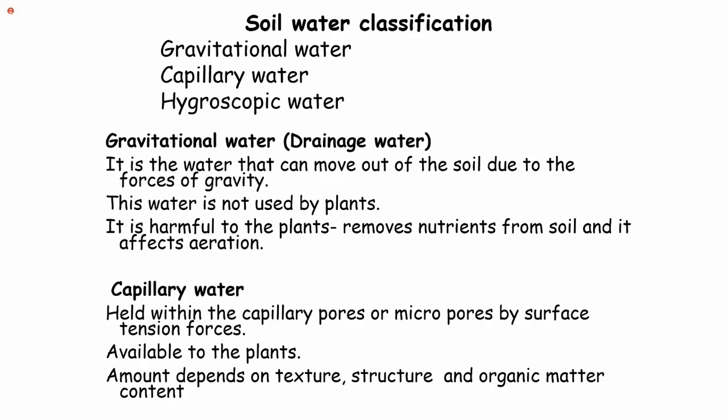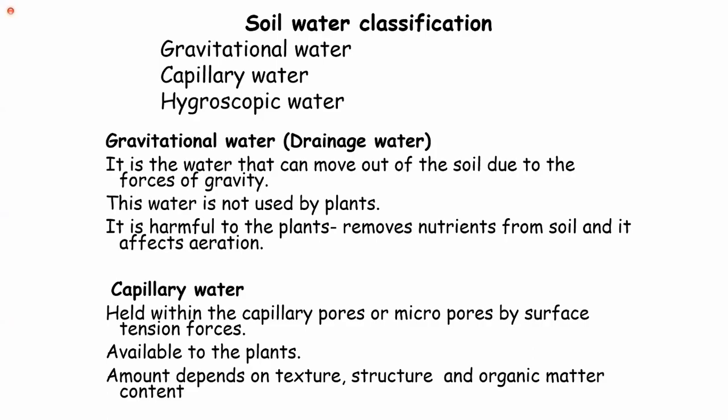And this water is not useful to the plant. It cannot be used by the plant. And it is harmful to plants because it removes nutrients from the soil. Also, if you do not provide enough drainage, then it will affect the aeration of the soil, and root respiration and microbial respiration will be affected if you do not remove the gravitational water from the soil.